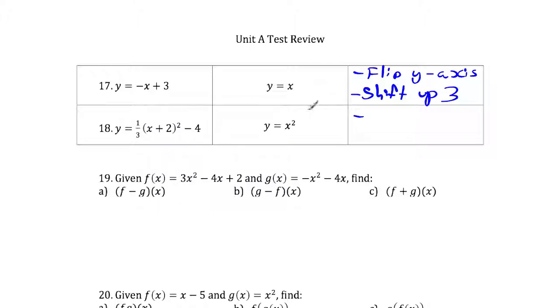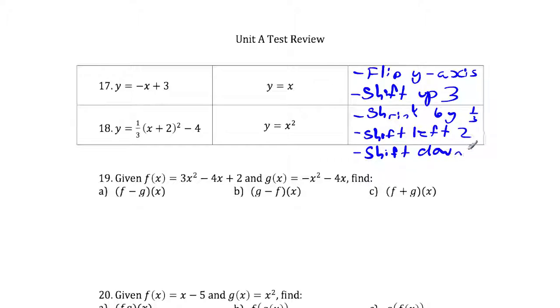Here, a whole bunch of stuff. So we are going to shrink by 1/3. We are going to shift left 2. And we are going to shift down 4.